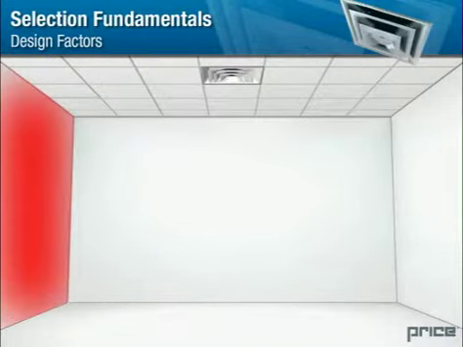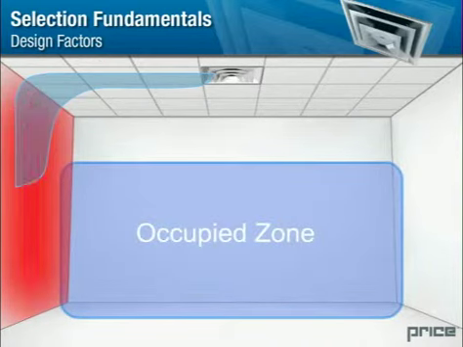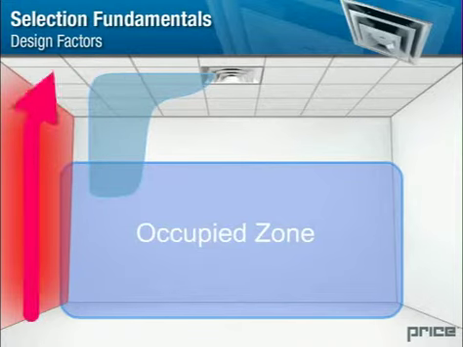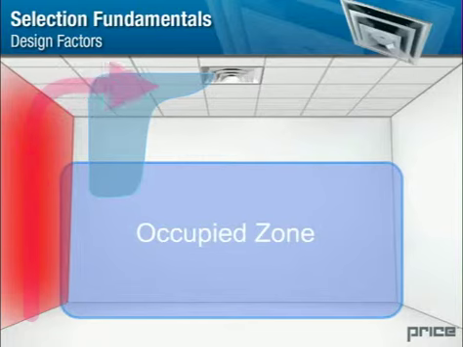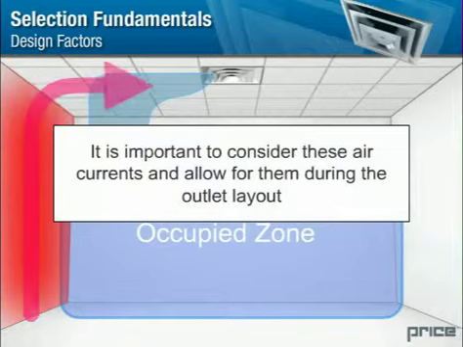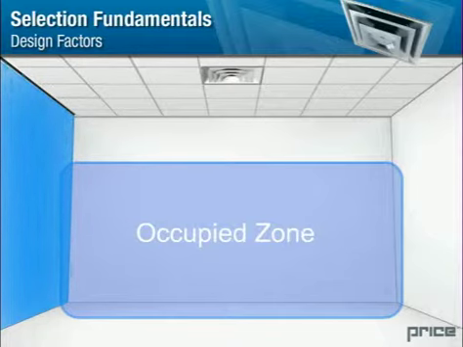During the warmer months, hot convection currents will flow upwards along the wall. In this case, the rising warm air can cause the supply air jet from the air outlet to trip off the ceiling prematurely, which may cause the supply air jet to enter the occupied zone sooner than expected, producing uncomfortable draft. It's important to consider these air currents and allow for them during the outlet layout. Typically, exterior walls are washed with conditioned supply air to keep them at or near room temperature and greatly reduce the chance of convection currents forming.